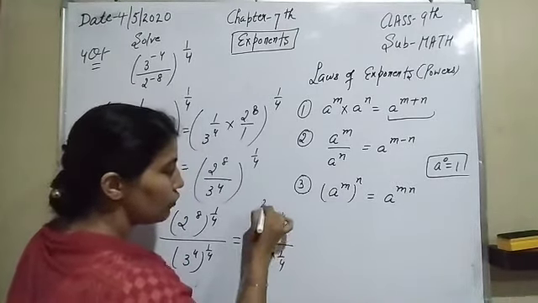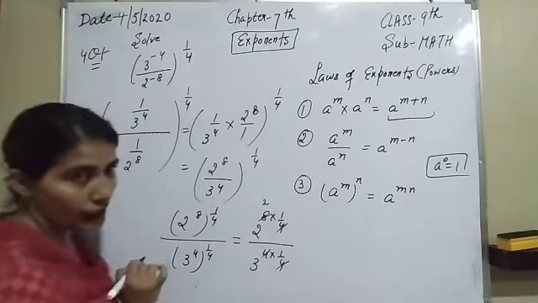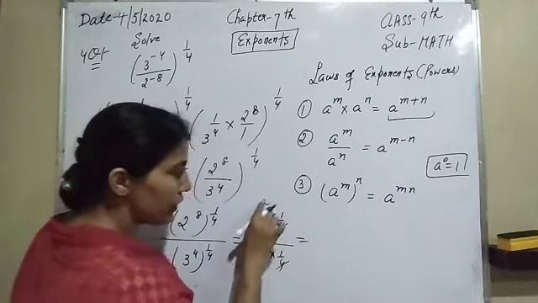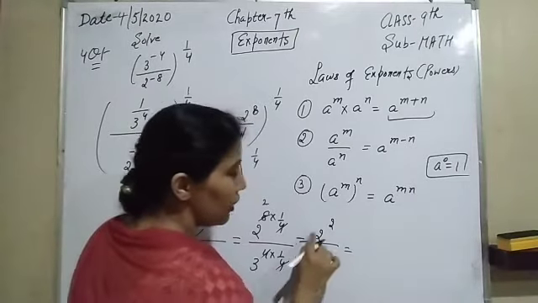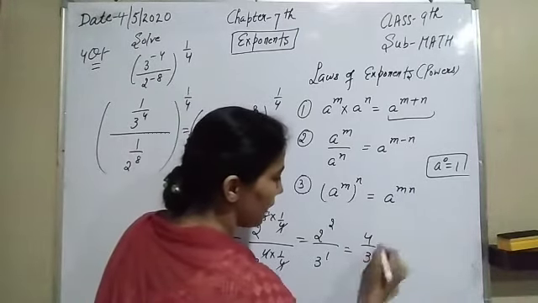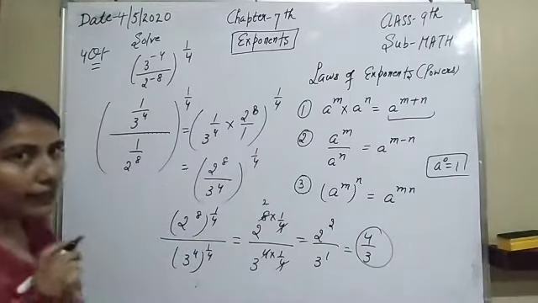Now here, 4 2s are 8. Here 4 and 4 both are cancelled. Now here is 2 raised to power 2 and here is 3 raised to power 1. 2 raised to power 2 is 4, so it is 4 by 3, which is our required answer.